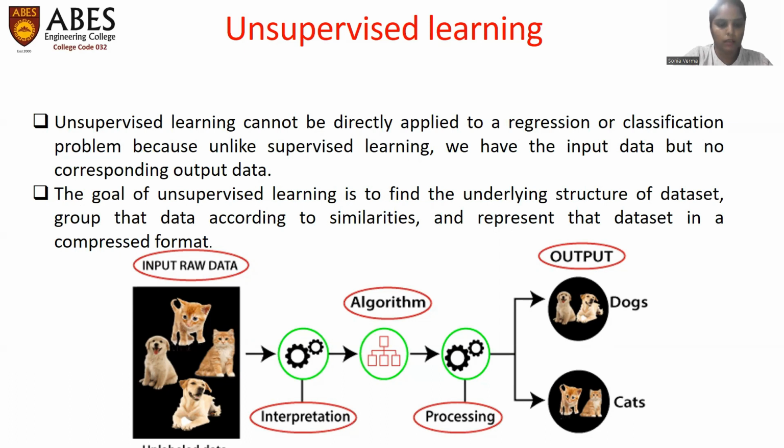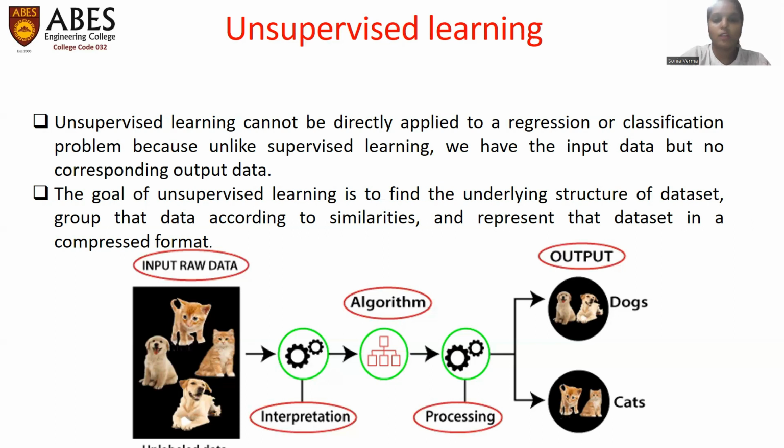We have raw data. In the figure you can see some images of dogs and cats, but we have not labeled the data to say that this is a picture of a cat and this is a picture of a dog. In unsupervised learning, on some specification, it will interpret the data. Then, after interpretation, the algorithm will be applied. After applying the unsupervised learning algorithm, the processing will be done, and then it will predict the output.